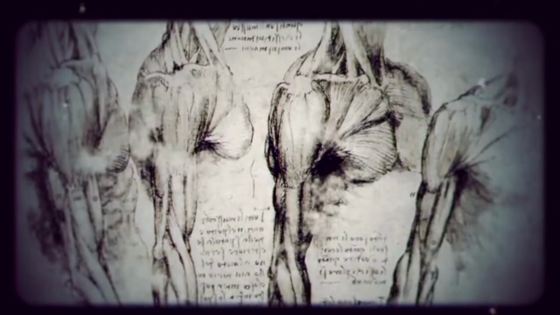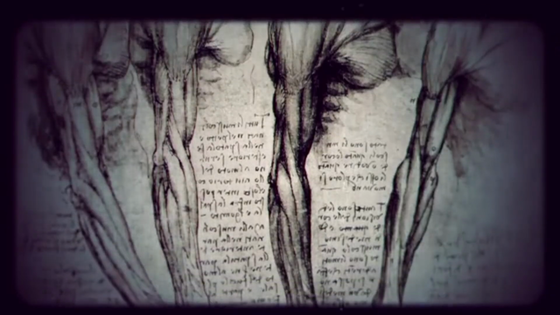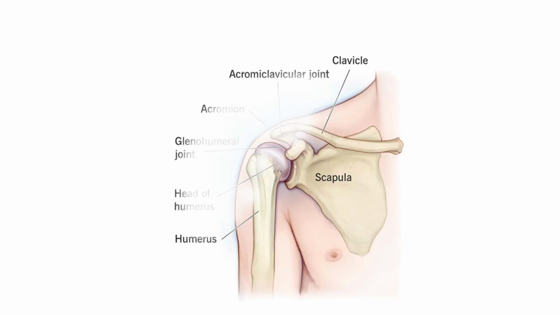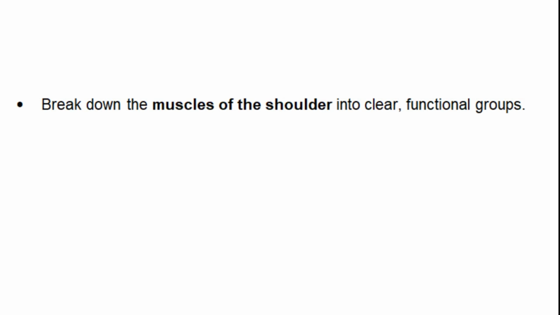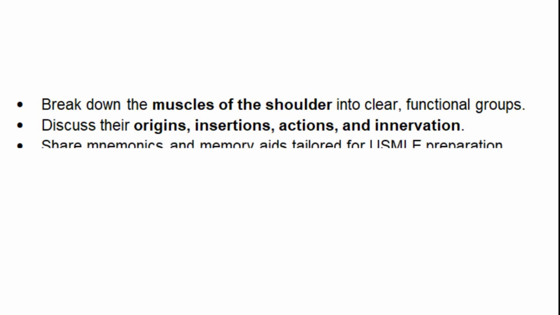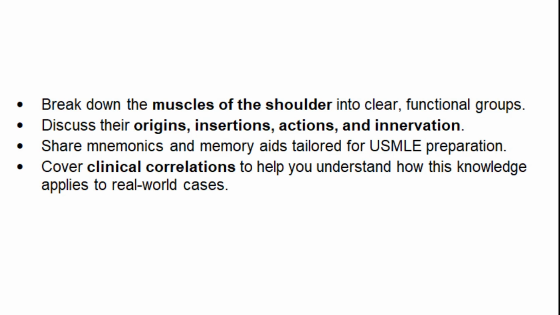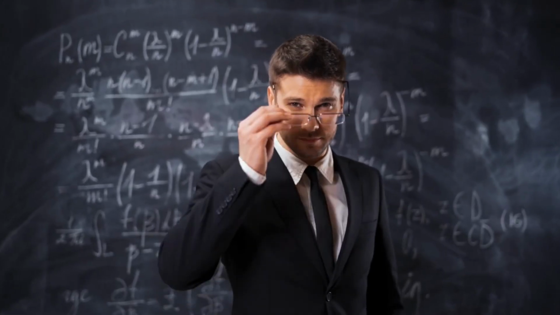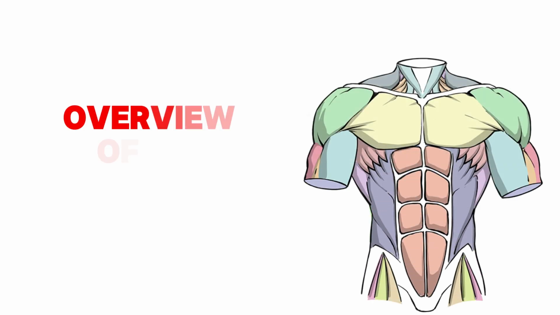The shoulder is a marvel of human engineering, providing an incredible range of motion and serving as the connection point between the arm and the torso. In this video, we'll break down the muscles of the shoulder into clear functional groups, discuss their origins, insertions, and innervation, share mnemonics and memory aids tailored for USMLE preparation, and cover clinical correlations to help you understand how this knowledge applies to real world cases. Let's get started.